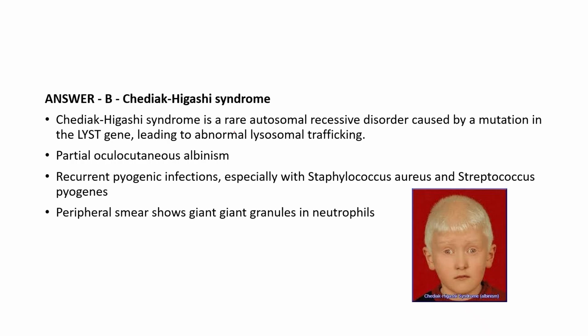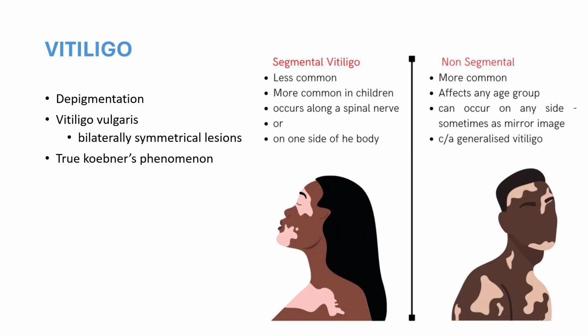Chediak-Higashi syndrome is a rare autosomal recessive disorder caused by mutation in the LYST gene. That is the gene which is affected, leading to abnormal lysosomal trafficking. It's a partial oculocutaneous albinism with recurrent pyogenic infections, especially with staph and strep. The peripheral smear shows giant granules in neutrophils. So this is a classic description: partial albinism, recurrent infections, and the eye color and hair are also white. Okay, so that was Chediak-Higashi.